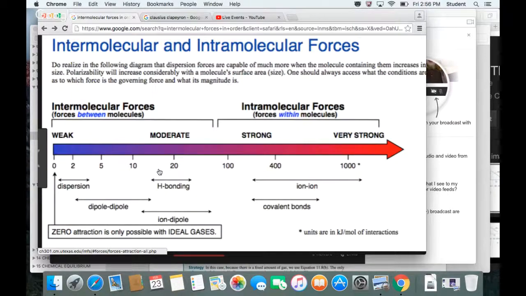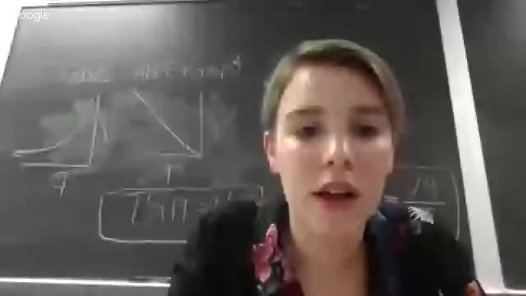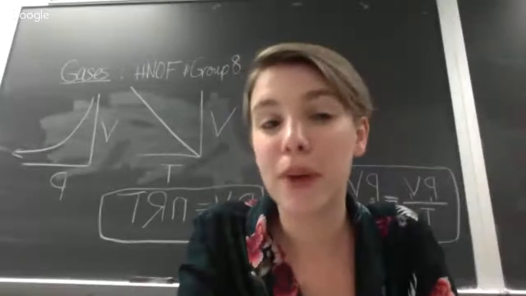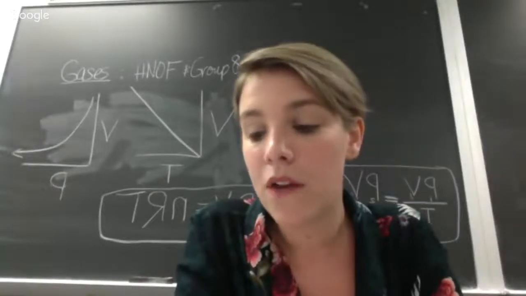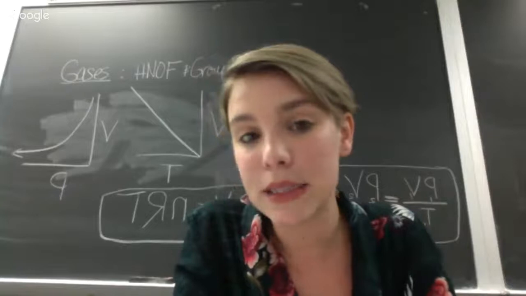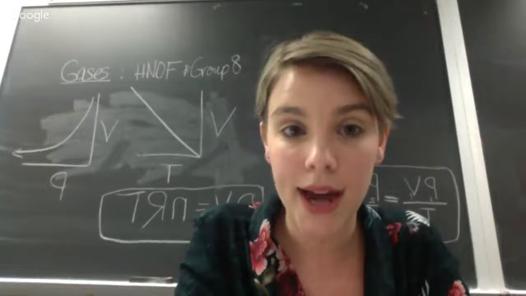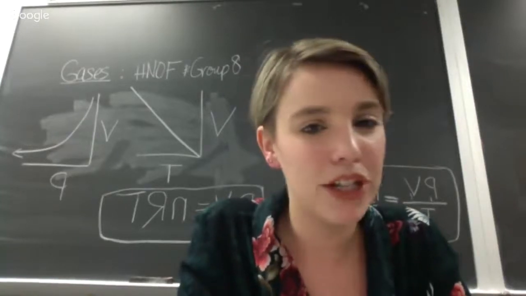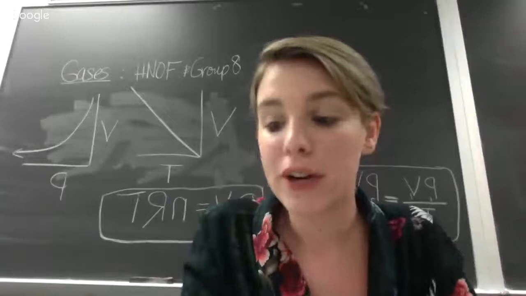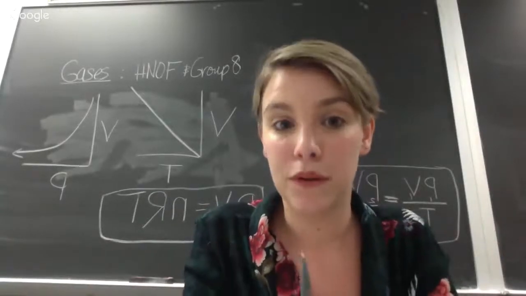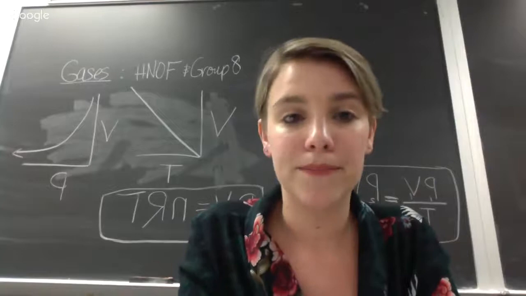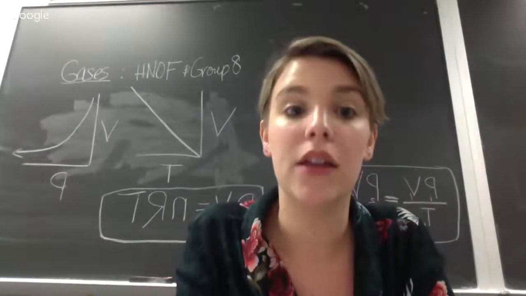Ion dipole and hydrogen bonding, see how they are kind of overlapping each other? In your book, it says the ion dipole forces are stronger when the distance between the two is smaller. So remember that. I'm pretty sure ion dipole will usually come before, most of the time, hydrogen bonding being the strongest.